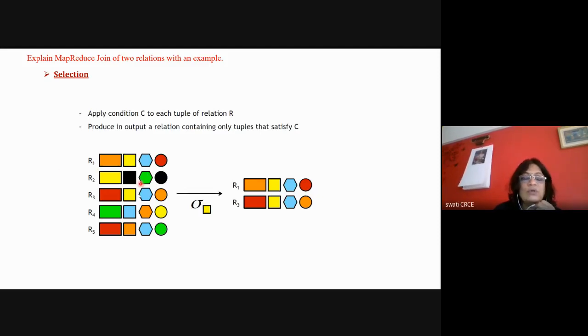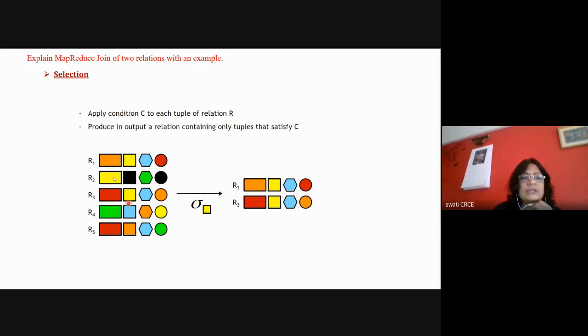Okay, because we want to fire analytics kind of queries. Here the relation indicates the rows of your table. This relation indicates one row of your table. So there are 5 rows assumed, and that's why all the attributes are the same. Like here it is a rectangle, then a square, a circle.